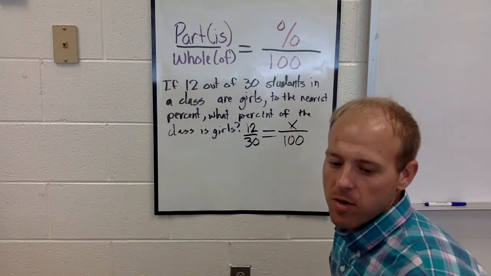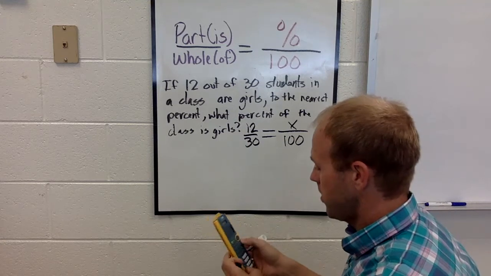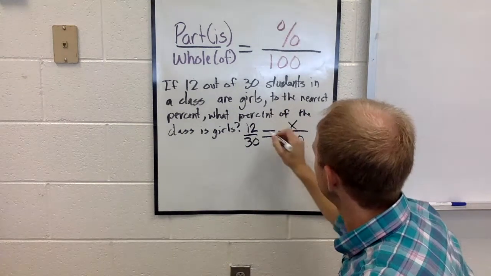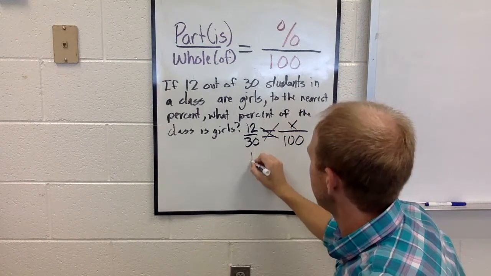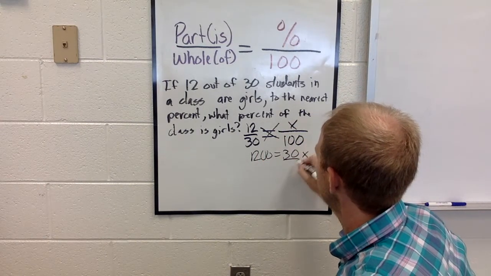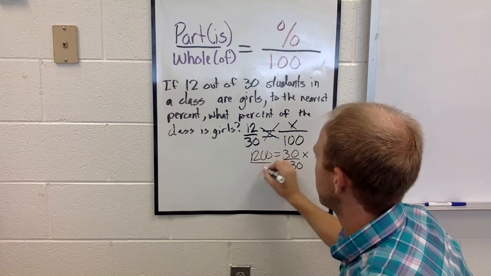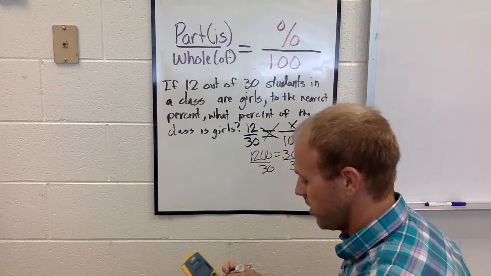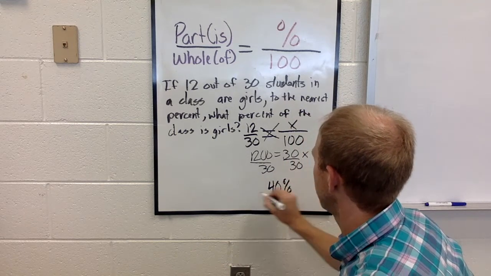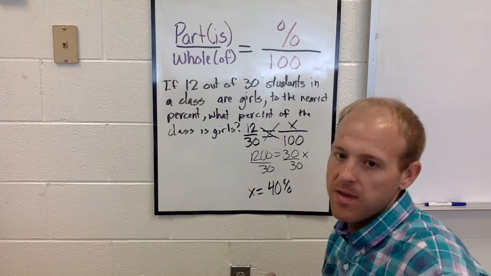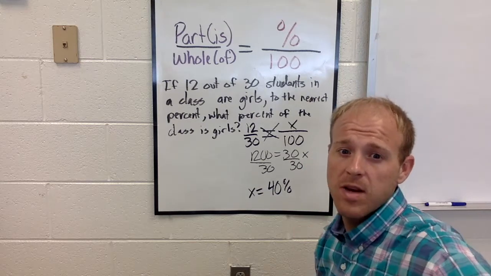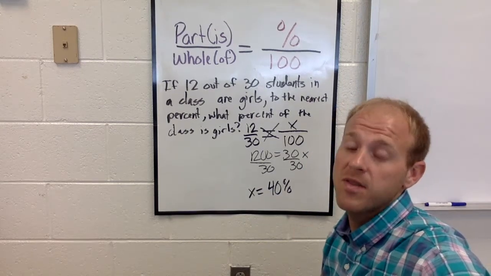And so now we're going to cross multiply. Okay, so we do 12 times 100, cross it up. We get 1200 equals 30x. Divide that by 30, because remember, you want x by itself. X wants to be a loner. And we see that that is 40%. So x is 40% there. So 40% of the class is girls. Okay, so now I'm going to stop the video. Pause the video, I mean.